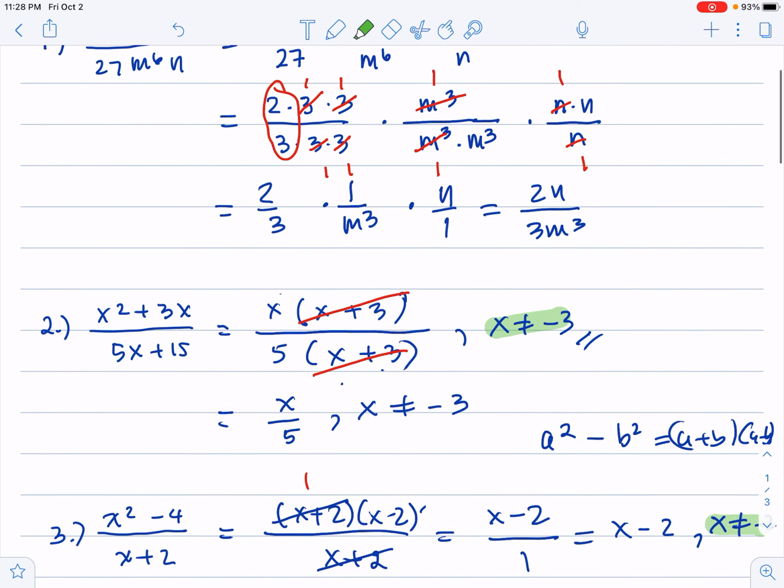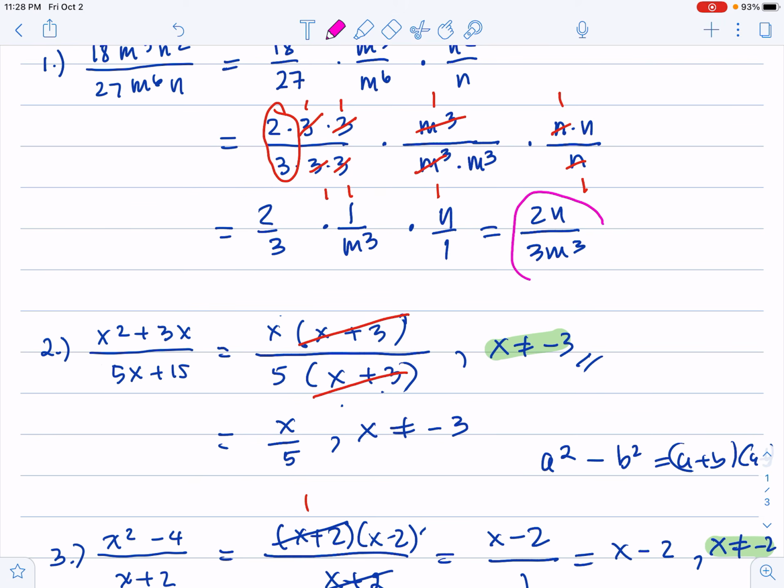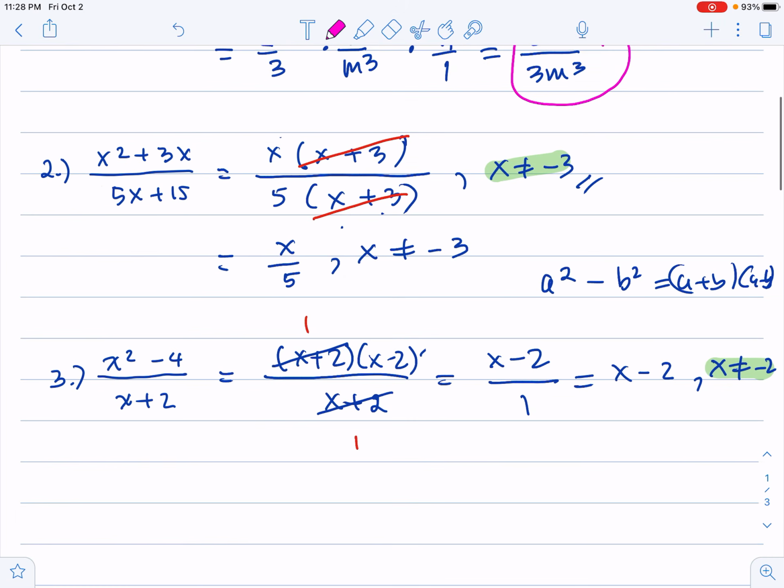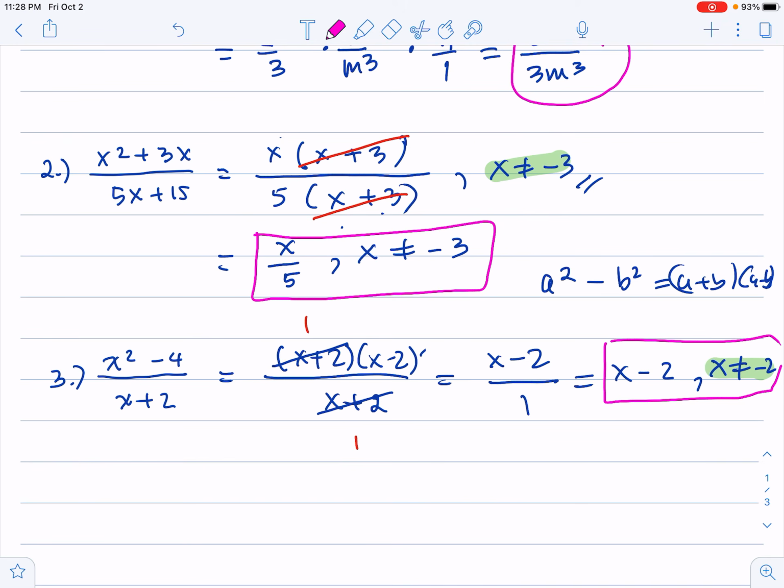By the way, the answers are 2n over 3m cubed, x over 5, where x is not equal to negative 3, tsaka x minus 2, where x is not equal to negative 2.